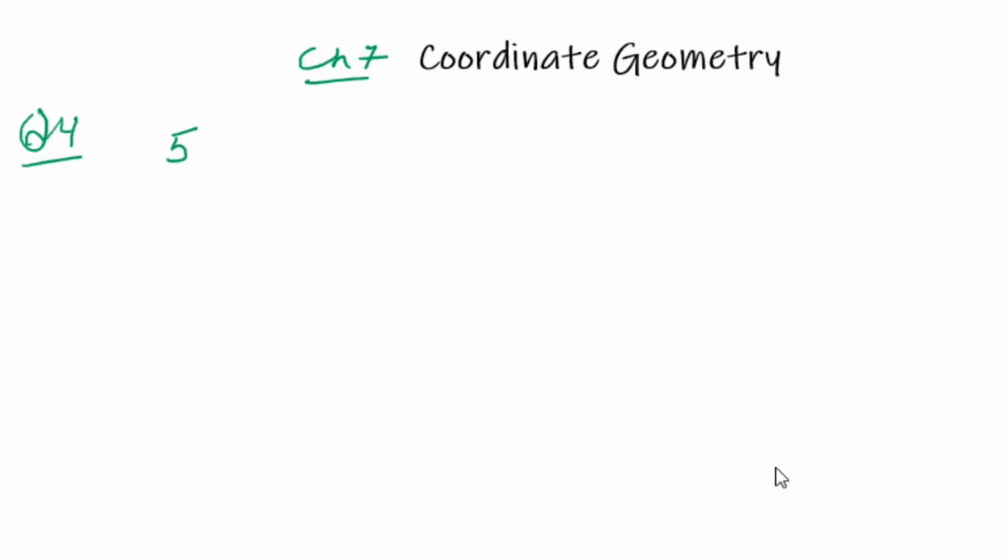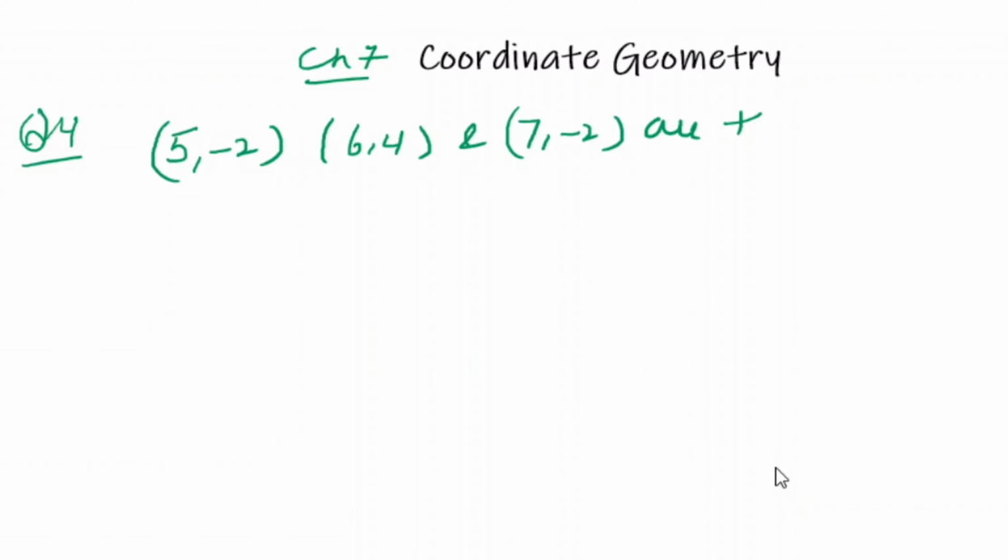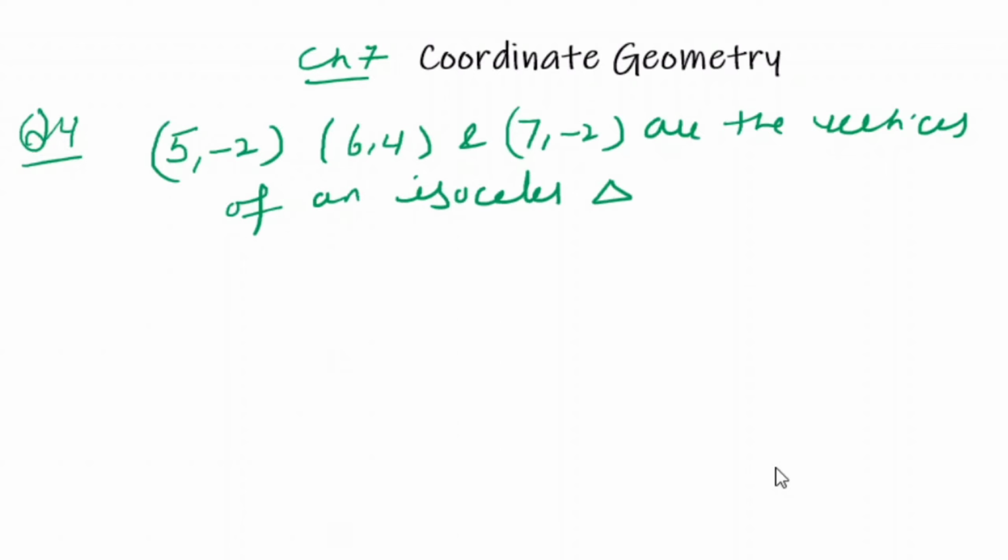It says we have to check whether (5, 2), (6, 4) and (7, 2) are the vertices of an isosceles triangle. Okay, we have to just check for an isosceles triangle. So what we have to do, we'll just name them. Let it be A, this be B and C.